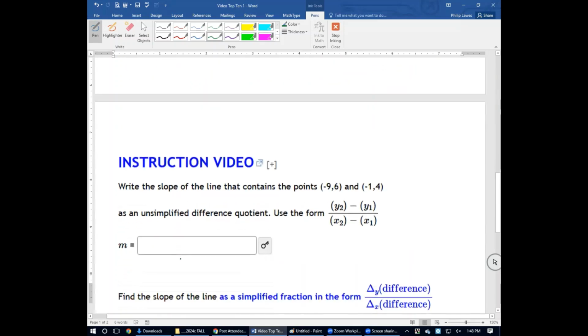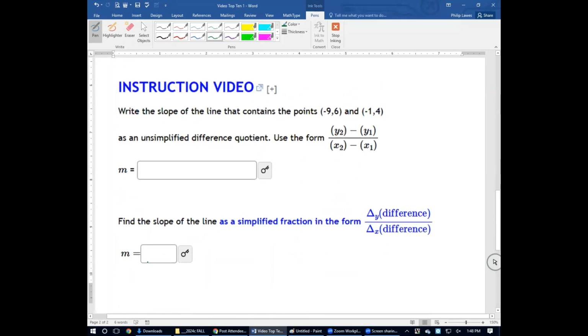Let's look at the shift method on this one. I'm going to add positive 9 and negative 6 to make my new point be 0, 0. And if I add positive 9 and negative 6, this new point becomes 8 and negative 2. So the rise is negative 2, and the run is 8. So there are 3 methods. Use whichever one you like, and good luck.